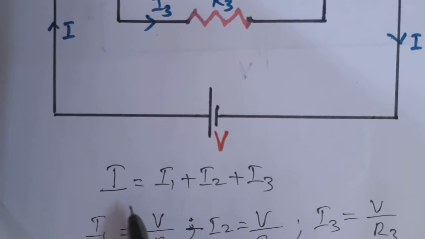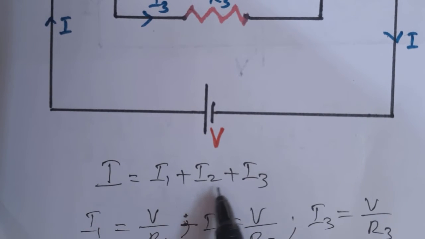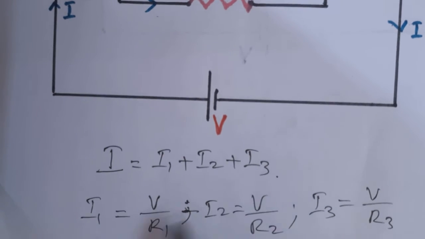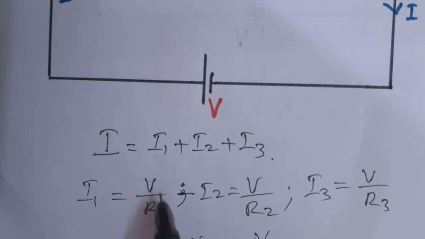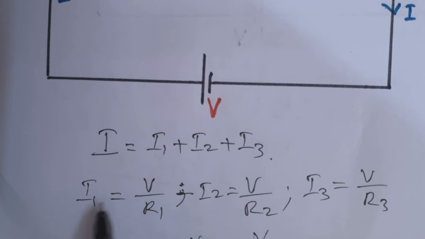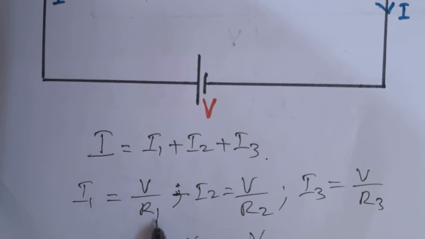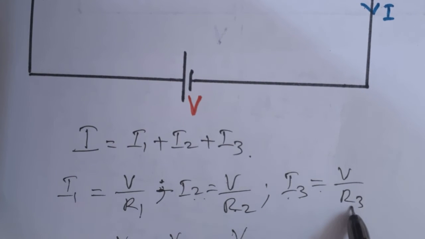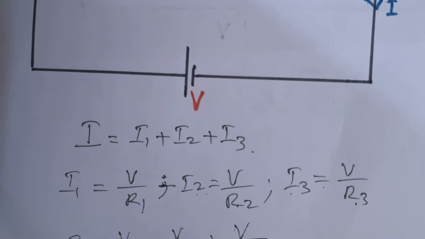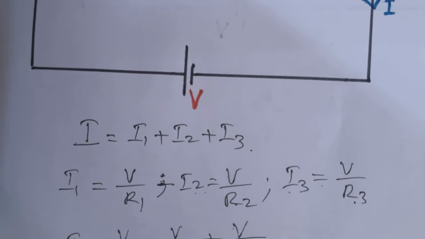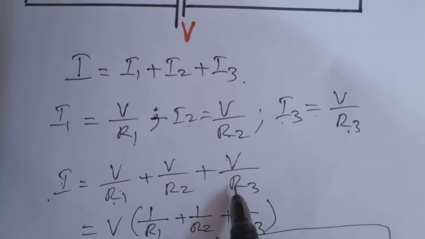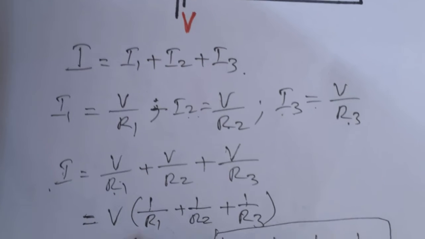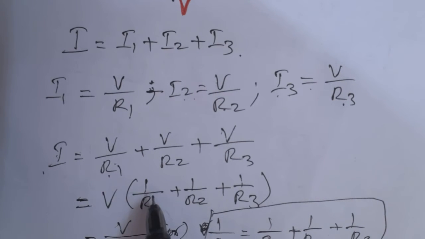Now we know I equal to I1 plus I2 plus I3. The total current is I1 plus I2 plus I3. Now apply Ohm's law again. From Ohm's law we have I equal to V by R. So I1 equal to V by R1, I2 equal to V by R2 and I3 equal to V by R3. Now what is I? I equal to I1 plus I2 plus I3, so V by R1 plus V by R2 plus V by R3. V is common here because the potential difference is the same for all the resistors, whereas the current varies.